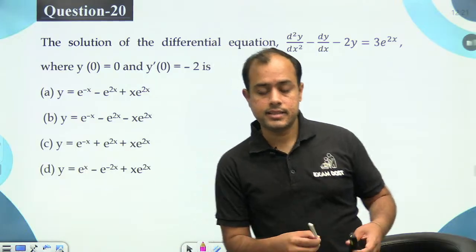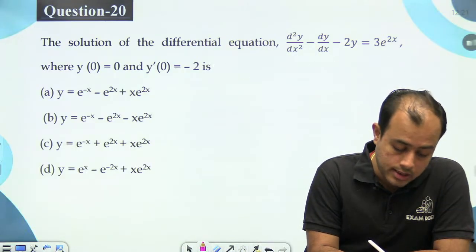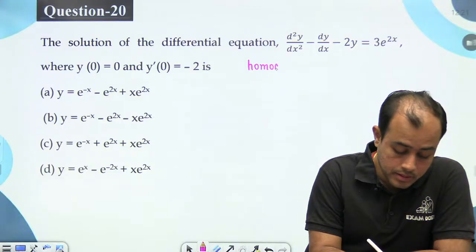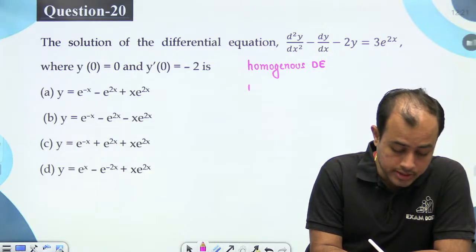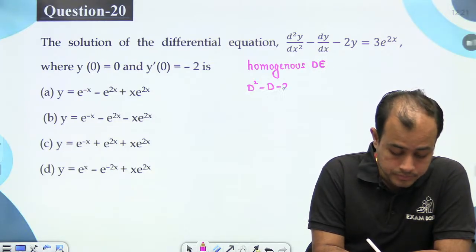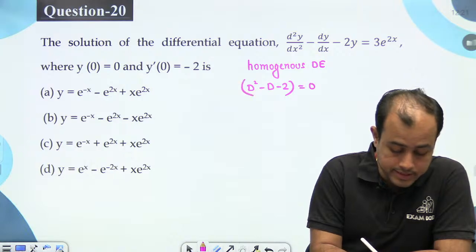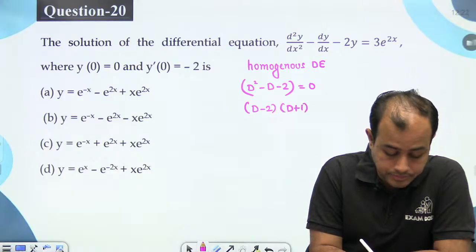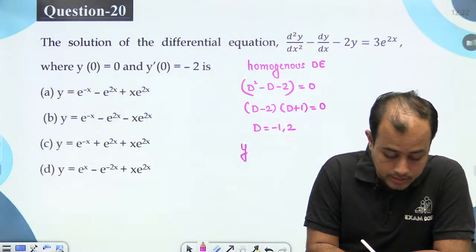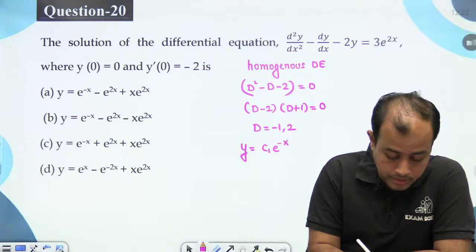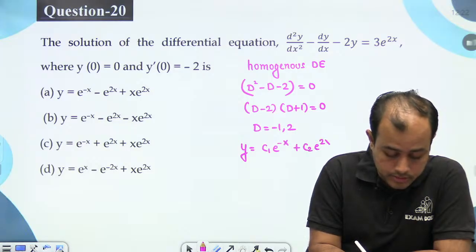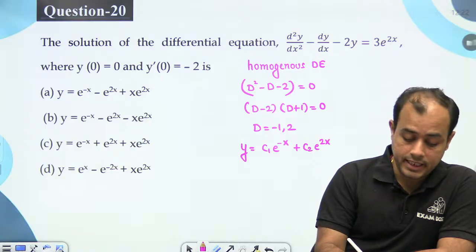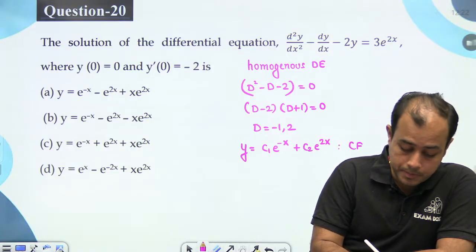चलिए भाई, let's see this. First of all, I will solve the homogeneous equation by making RHS equal to 0. So the roots are like this. So what is the solution of the homogeneous equation? This is your complementary function. What about particular integral?